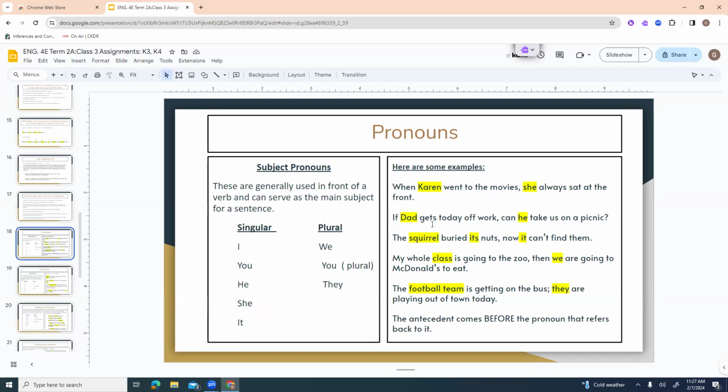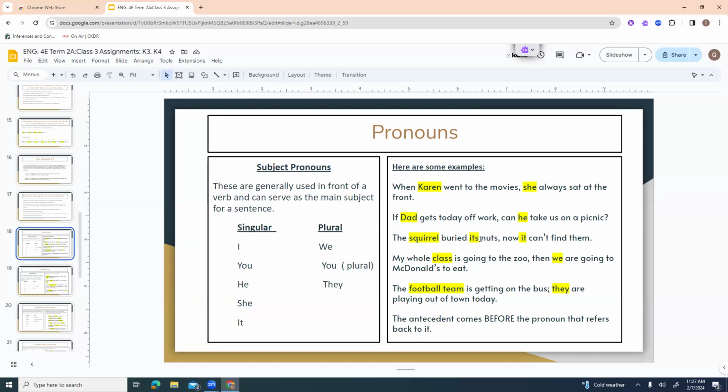If Dad gets today off work, can he take us on a picnic? So he refers back to the dad. The squirrel buried its nuts. Now it can't find them. Now I kind of underlined this as well. In this case, it's is possessive. It's showing that the nuts belong to the squirrel. It is not showing that it's plural. The S does not mean plural here.